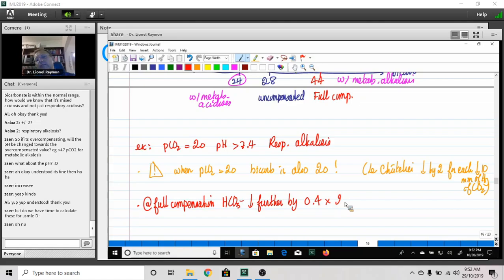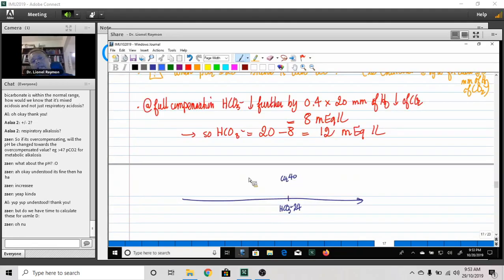So I put this, my CO2 used to be at 40, my bicarb used to be at 24. Now my CO2 ended up at 20 and my bicarb is at 20, and that's the uncompensated state. Then I know it must decrease to 12 for full compensation.